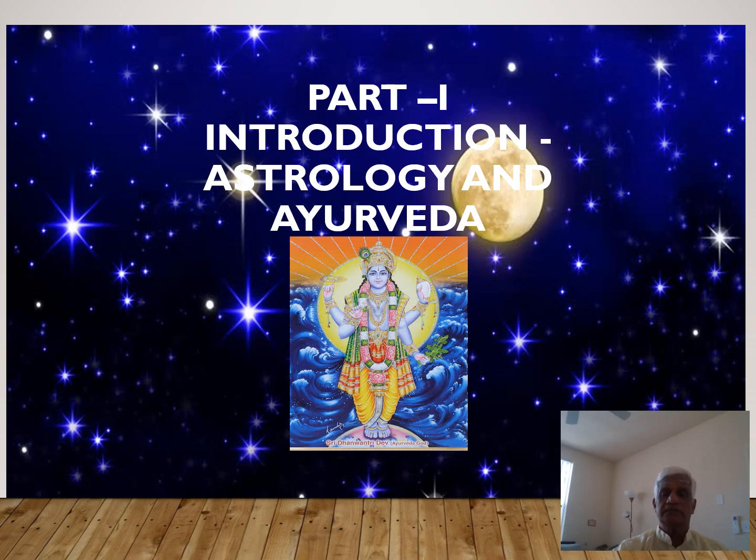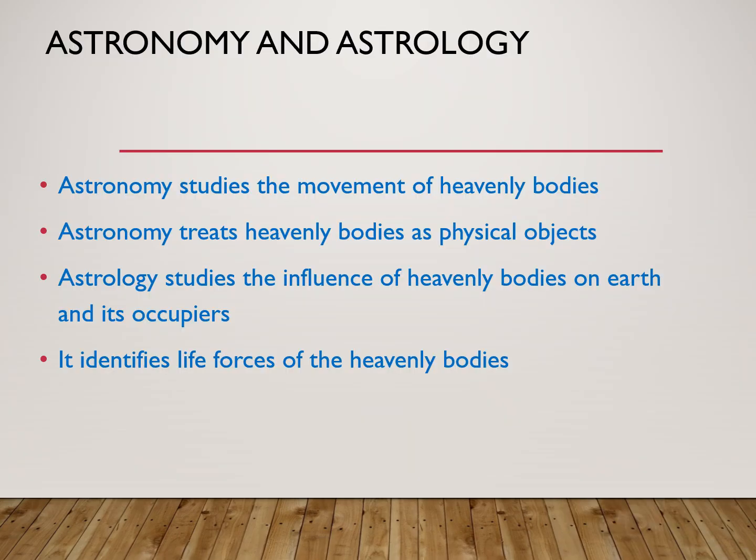The first part of this presentation is astrology and Ayurveda, how medical sciences are connected with astrology. Historically, the science of astronomy and astrology were very closely related to each other. The initial study of movements of the planets, and specifically the sun and the moon, gave rise to the development of our time system and our calendars.